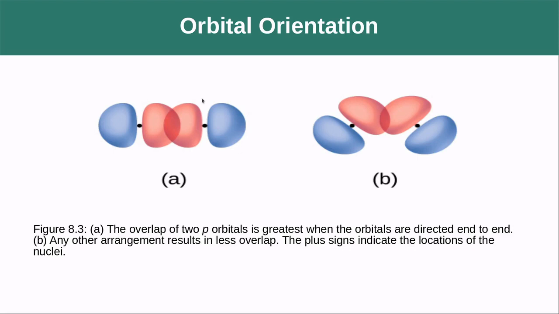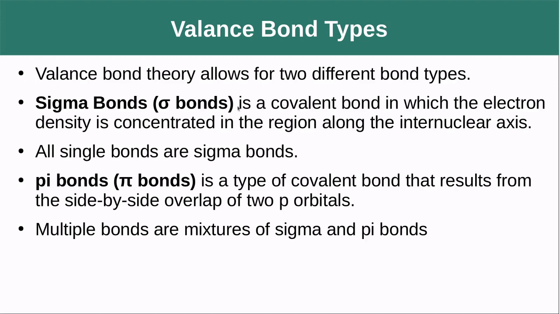Here we can see the overlap of two p orbitals in a direct end-to-end connection. And if you tip them in any one way, if you orient them in any other way, you're going to see less orbital overlap. So this is going to be our preferred configuration. And when bonding happens like that, we call it a sigma bond. This is a covalent bond in which the electron density is concentrated in the region along the internuclear axis.